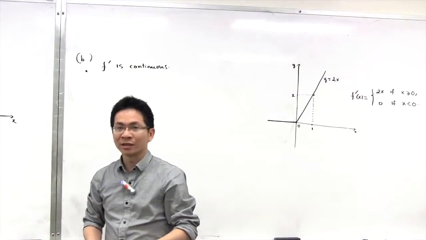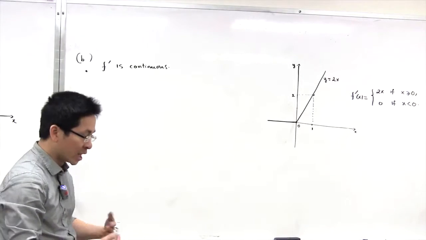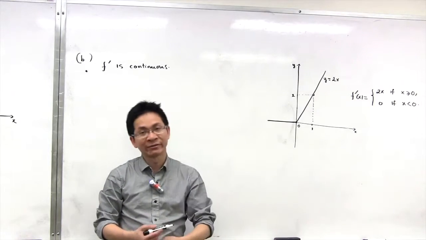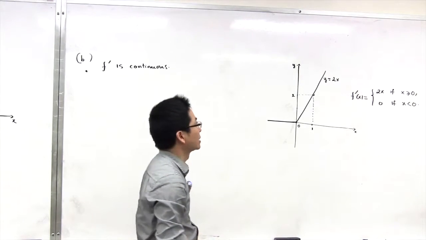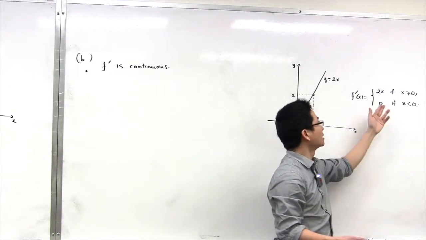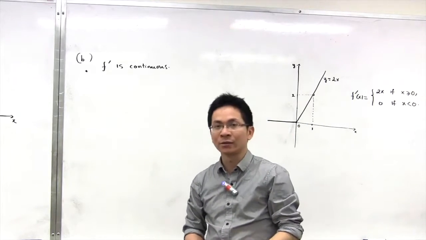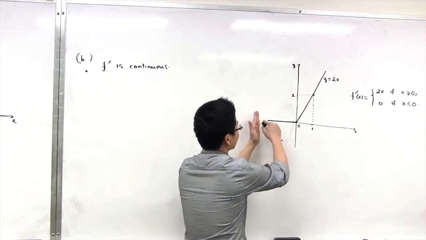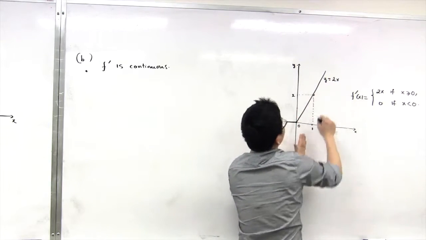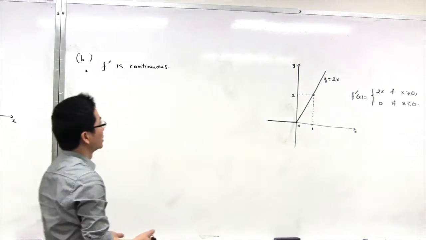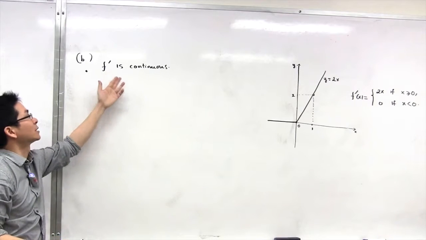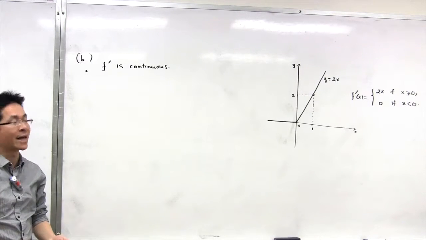Now we are going to work on the second part of the problem. We will determine whether the derivative function is continuous and whether the derivative function is differentiable. Recall that f prime of x is 2x if x is greater than or equal to 0, and 0 if x is less than 0. And this is the graph of the derivative function. Again, it is 0 if x is less than 0, and 2x if x is greater than or equal to 0.